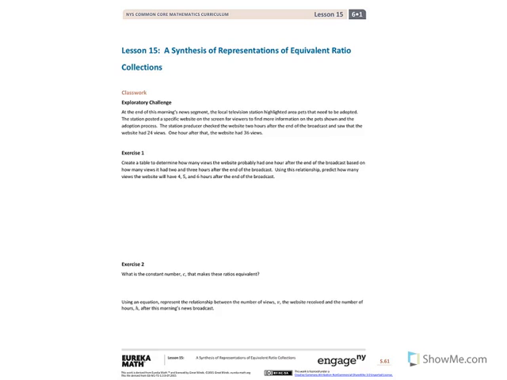This is Eureka Grade 6, Module 1, Lesson 15, a synthesis of representations of equivalent ratio collections. I'm going to enlarge this so we can read it a little clearer.